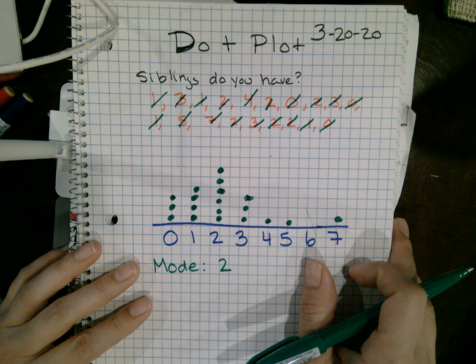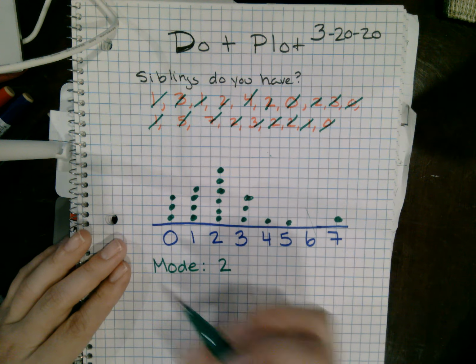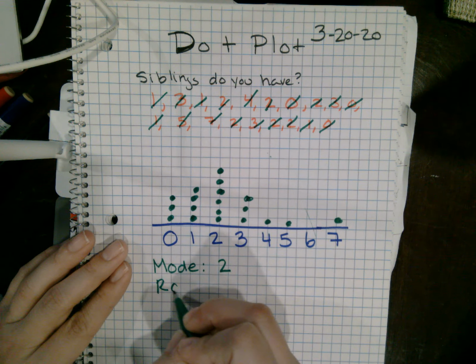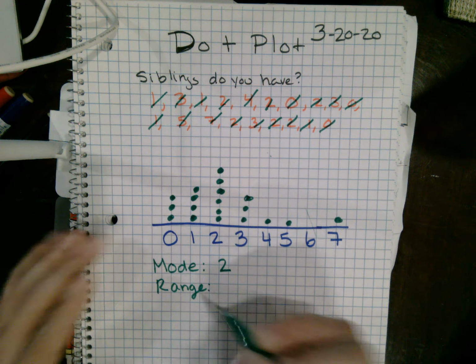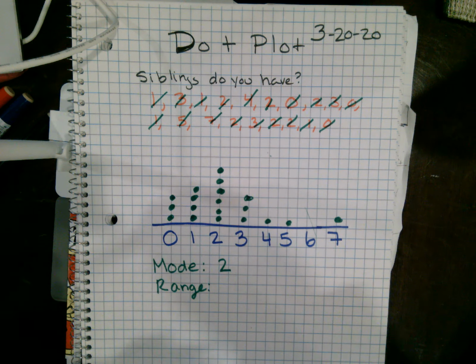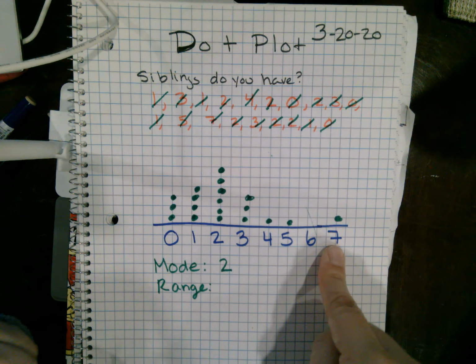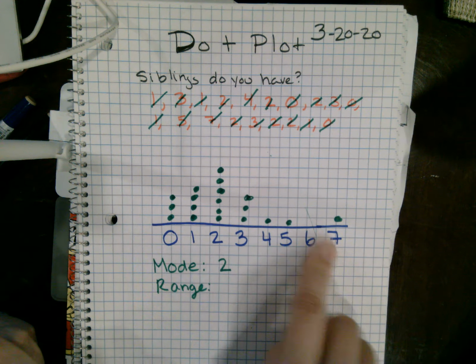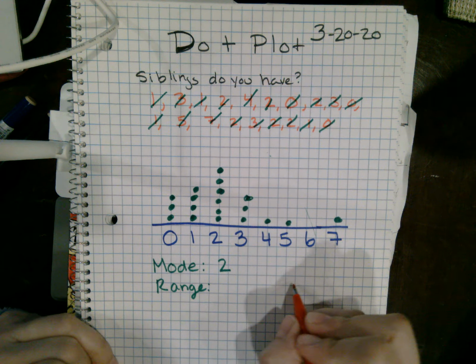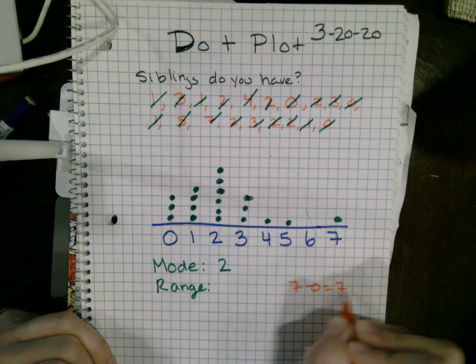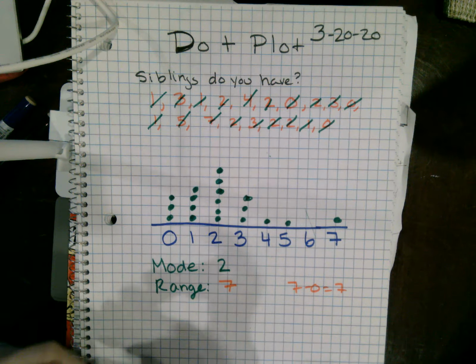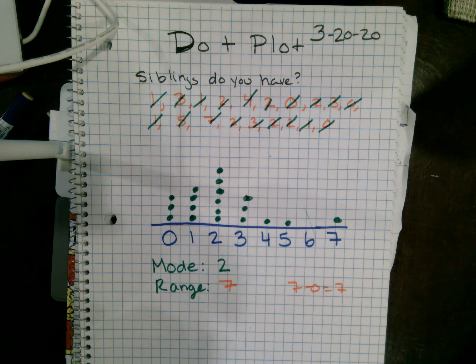Something else that they might ask you is the range. Now the range is the biggest number minus the smallest number. The biggest number in our data is 7, and our smallest number is 0. So 7 minus 0 is 7. So our range would be 7.